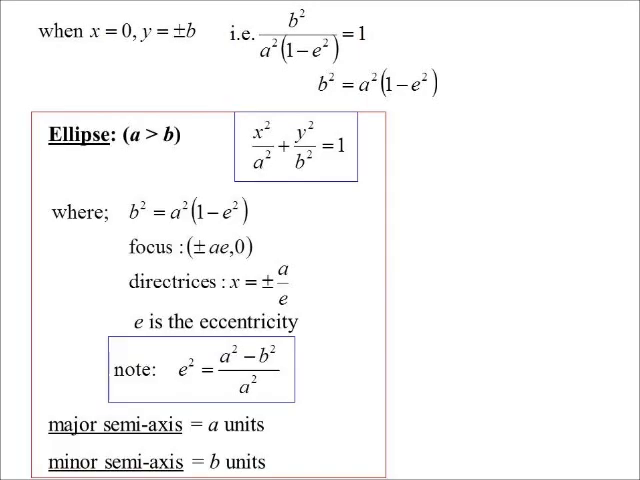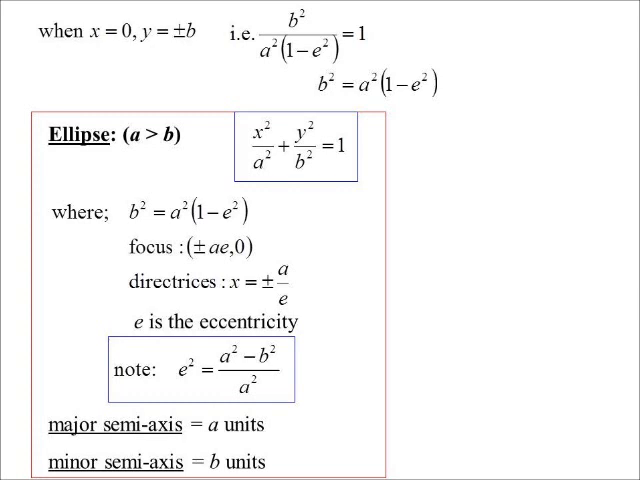if a is greater than b, so that means our ellipse is stretched along the x-axis, is simply x squared on a squared plus y squared on b squared is equal to 1. We need to remember that. Well, b squared will be equal to a squared (1 minus e squared). The foci will be at plus or minus ae, 0. The directrices, x equals plus or minus a on e. e is the eccentricity.